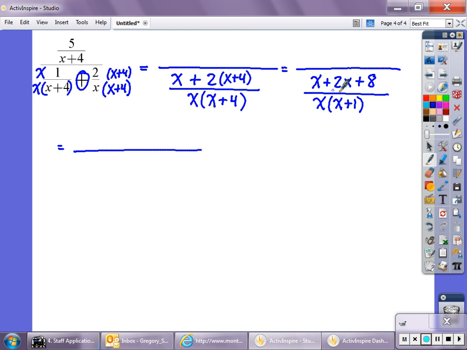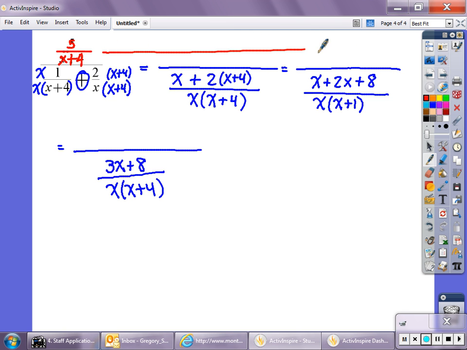Now combine your like terms. x plus 2x makes 3x plus 8 all over x times (x plus 4). And remember, we didn't have anything to do in the top because it was just one fraction up there. And so that's just going to get rewritten. For short, I'm just going to draw the arrow, and I'm just going to rewrite it right over here: 5 over x plus 4.